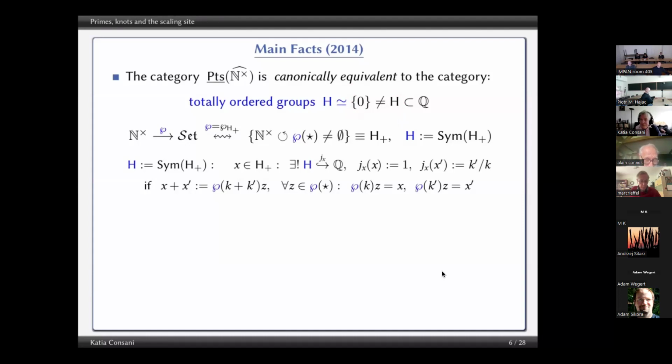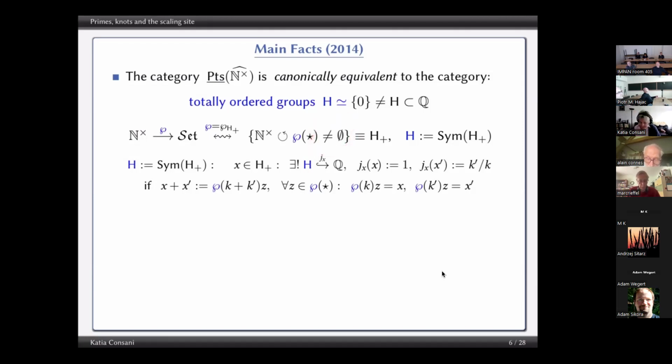Moreover, any H of this type has a natural inclusion in Q, which is in fact a precise, unique inclusion in Q. The fact that it is unique is determined by what we have seen before as properties 2 and 3. I do not enter into more details, otherwise I cannot run the full thing. But just to say that there is a one-to-one correspondence between points of this topos and totally ordered groups that are in fact isomorphic to rank 1 subgroups of Q, that are not trivial. The fact that they are not 0 is due to the first property here.